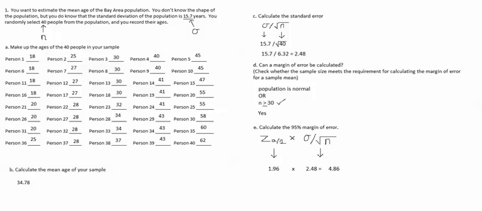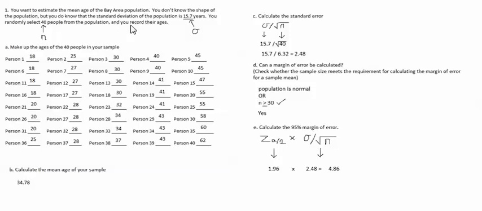I'm going to go through the three problems on homework 12. The first question says that you want to estimate the mean age of the Bay Area population. You don't know the shape of the population, but you do know that the standard deviation of the population is 15.7 years. You randomly select 40 people from the population, and you record their ages.